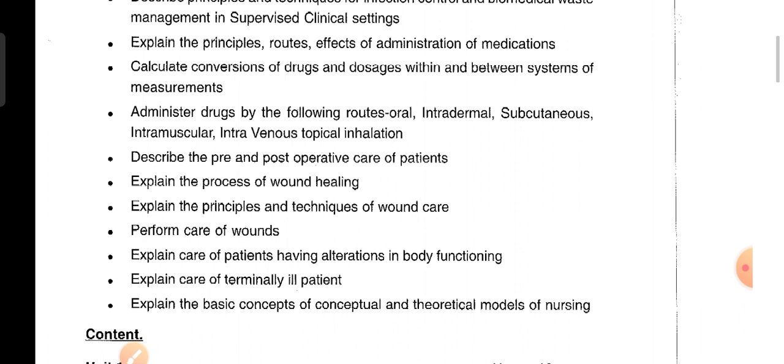Okay, calculate conversion of the drugs and dosages within and between the systems of measurements. When you are giving the medications, definitely we have to calculate the conversion of the drugs. That is something you have to know.